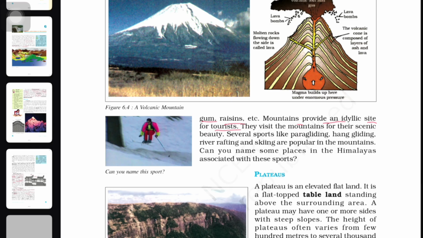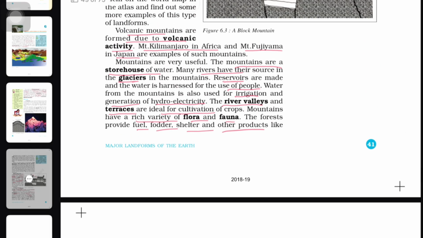Mountains provide an idealistic site for tourists. They visit mountains for their scenic beauty. Okay, so here are some features of the mountains.